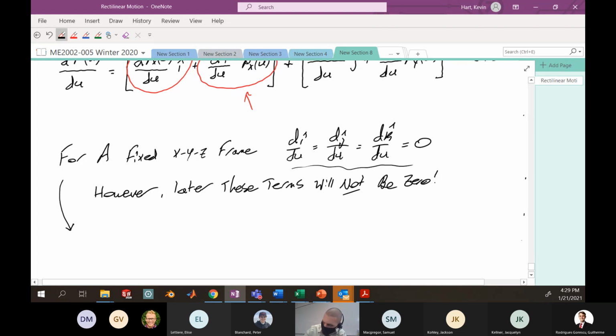And continuing with this idea then, this derivative of this vector P is just going to be the derivatives of the individual components.